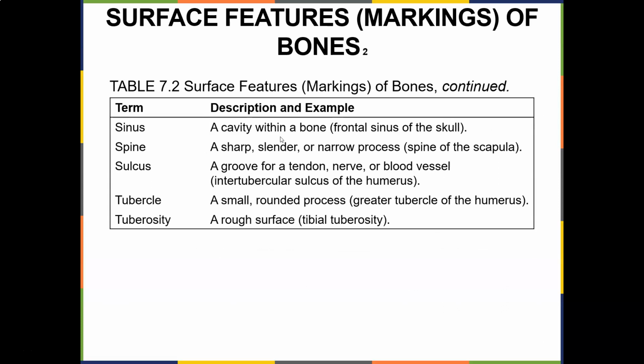A sinus, a cavity within a bone. Spine, a sharp, slender, or narrow process. Sulcus, a groove for a tendon, nerve, or blood vessel. Tubercle, a small rounded process, greater tubercle of the humerus. And tuberosity is a rough surface, so tibiotuberosity.